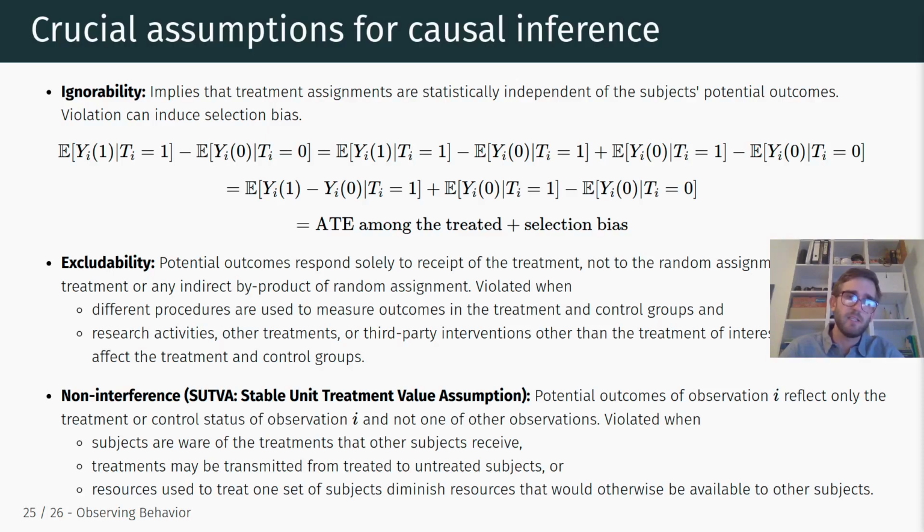So this can be violated when subjects are aware of the treatments that other subjects receive, or when treatments may be transmitted from treated to untreated subjects. Or lastly, if resources used to treat one set of subjects diminish resources that would otherwise be available to other subjects.